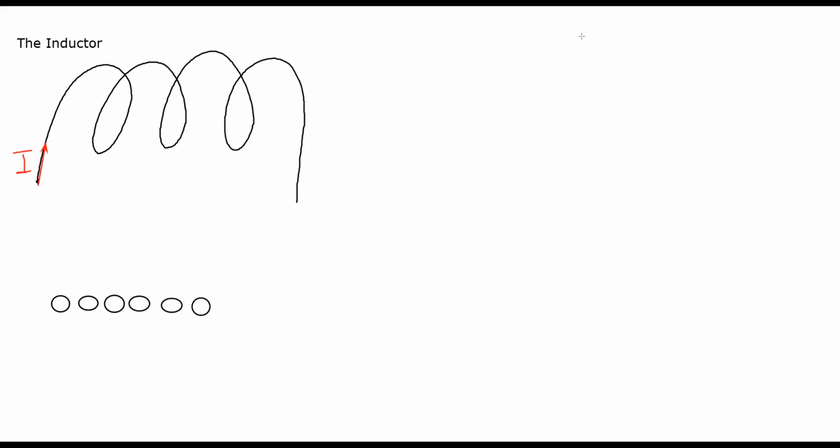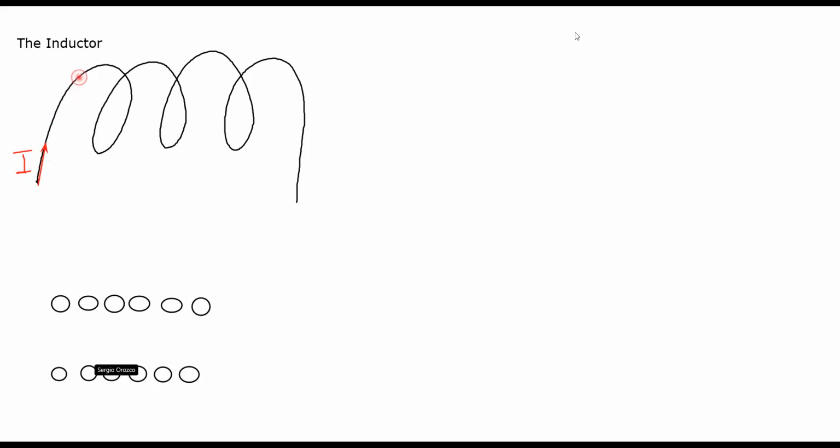These circles are representing the top of my solenoid, so that's this top part here. These circles represent the top part of that wire, or the top part of that solenoid. And I'm going to do another set of circles down here, representing the lower part of that solenoid. So we have our circles, and now let's look at this current.